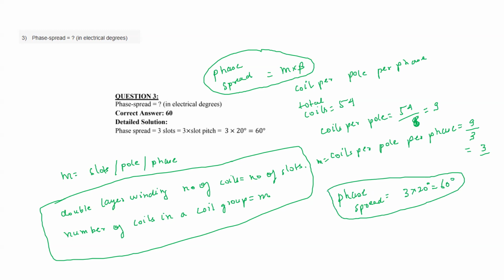Now we go to the next question. This will change depending on the total number of slots and the number of phases. Suppose they give a single-phase machine instead of a three-phase machine, what will you do? You have to remember these things and understand them. Once you understand, remembering is not difficult.